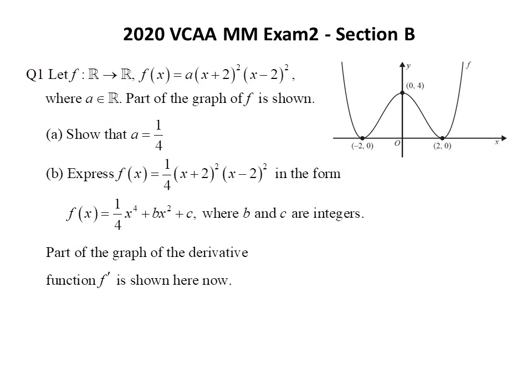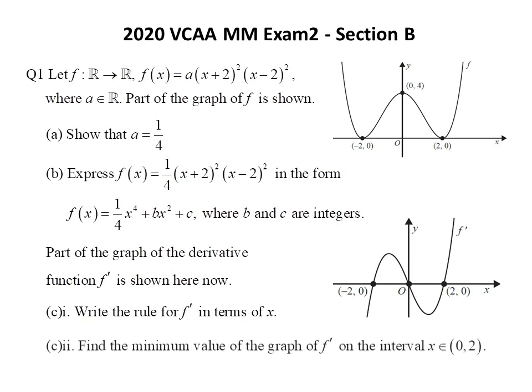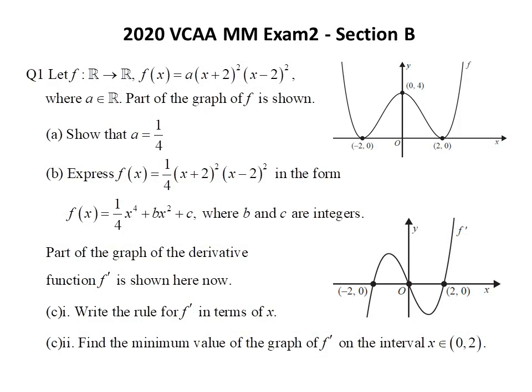Based on the graph of its derivative as shown here, part C has 2 subparts. Subpart 1 is to write the rule of its derivative function in terms of x. Subpart 2 is to find the minimum value of its derivative on the open interval from 0 to 2.